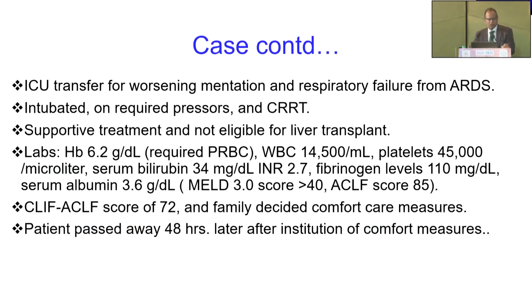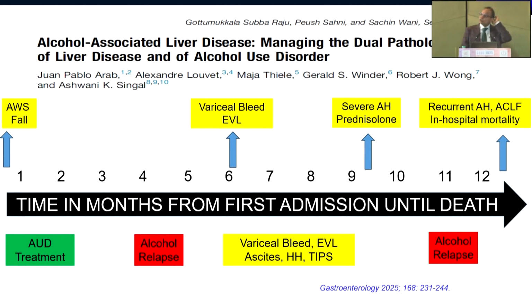Coming back to the case, she was transferred to ICU with pneumonia, worsening mentation, respiratory failure from ARDS, intubated, required pressors, CRRT, supported with treatment, not eligible for transplant, worsened, CLIF ACLF score of 72, family decided comfort care measures, passed away 48 hours later. Bad outcome. And this is the slide I want to show you, the outcome of this patient over the period of 1 year from the time we started seeing her till she died with a recurrent AH, ACLF, pneumonia, and death.